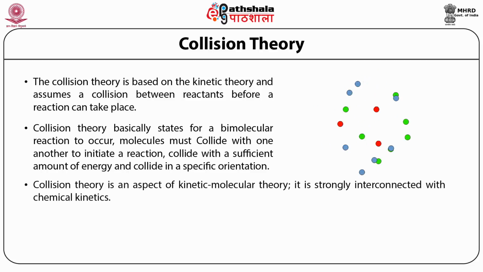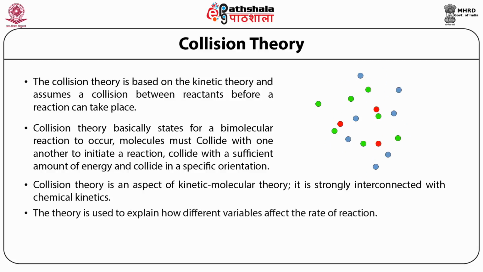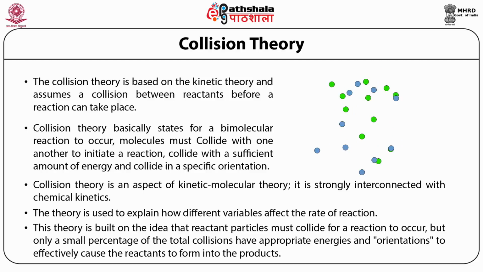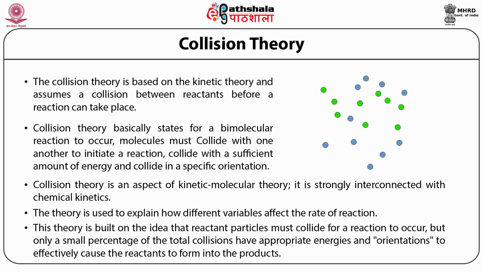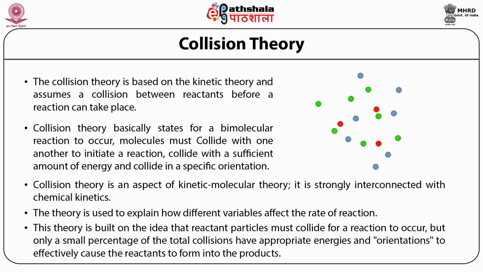Collision theory is an aspect of kinetic molecular theory, and it is strongly interconnected to chemical kinetics. This theory is used to explain how different variables affect the rate of reaction. The idea is that reactant particles must collide for a reaction to occur, but only a small percentage of total collisions have appropriate energies and orientation to effectively cause reactants to form into product.